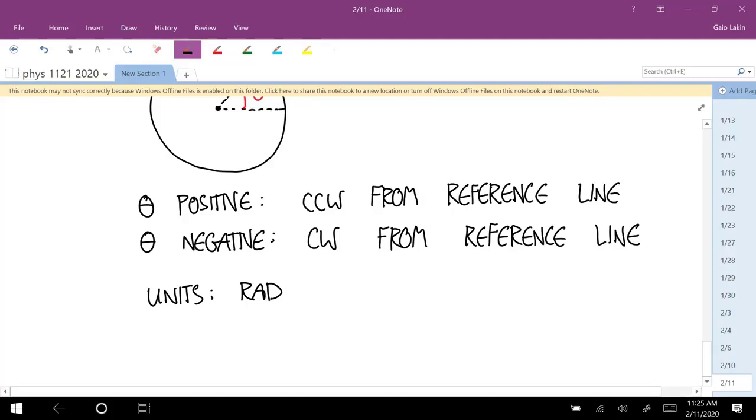So what we're going to see is, if you multiply something with units of radians by something with units of meters, you end up with something with units of meters. Those radians are not really a unit. So you can also think of this as unitless.